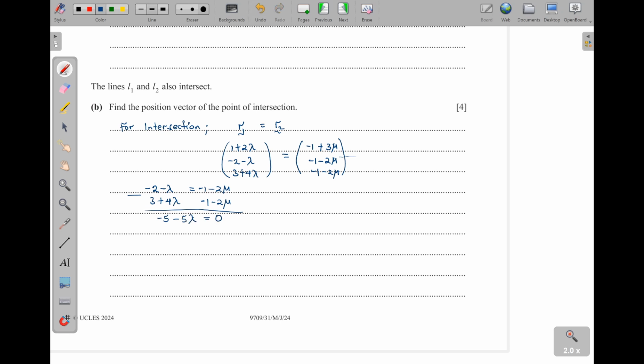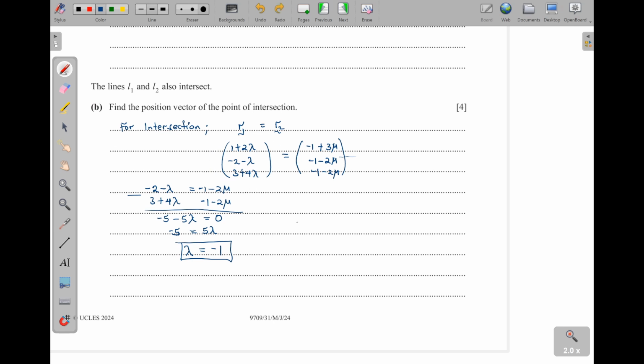Of course, this way we have 0. So meaning I will have -5, which is equal to 5 lambda when this one crosses the equal sign. So lambda is therefore going to be -1 when you divide all through by 5. After getting the value of lambda, I don't even need to find the value of mu, because I can just use this one as my point of intersection.